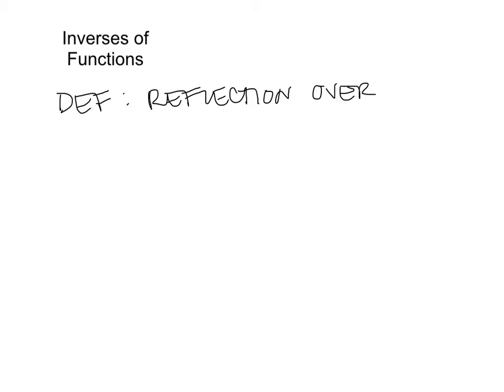This video is going to look at inverses of functions. The definition of an inverse of a function is a reflection over the line y equals x. You think about what the line y equals x is. It is at that 45-degree angle. So when we are finding an inverse of something, we're just reflecting it over that.